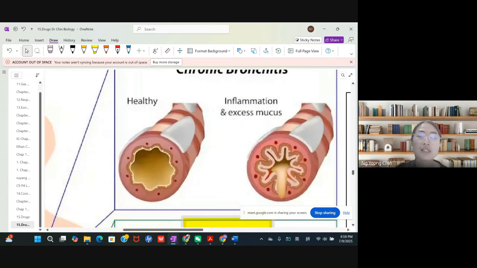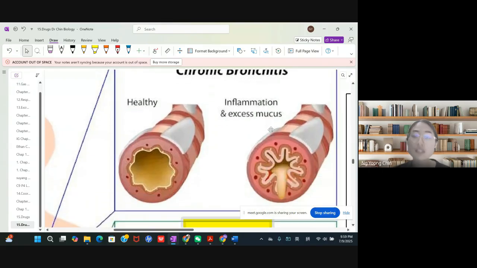Bronchitis, the common cause of bronchitis actually is asthma. 哮喘, asthma. Asthma will irritate the lining of the bronchus, and any irritation on the lining of the respiratory tract will cause it to produce mucus. If you have excessive production of mucus, it will cause narrowing of the lumen. Once the lumen is narrow, less air is able to flow through it. So that's why you have difficulty breathing.